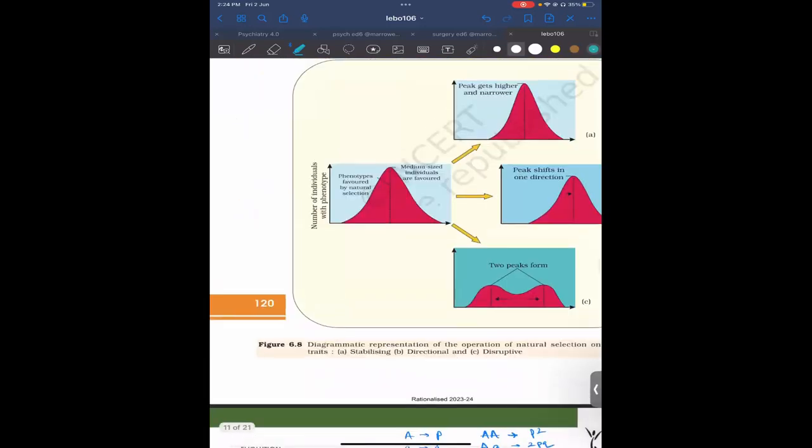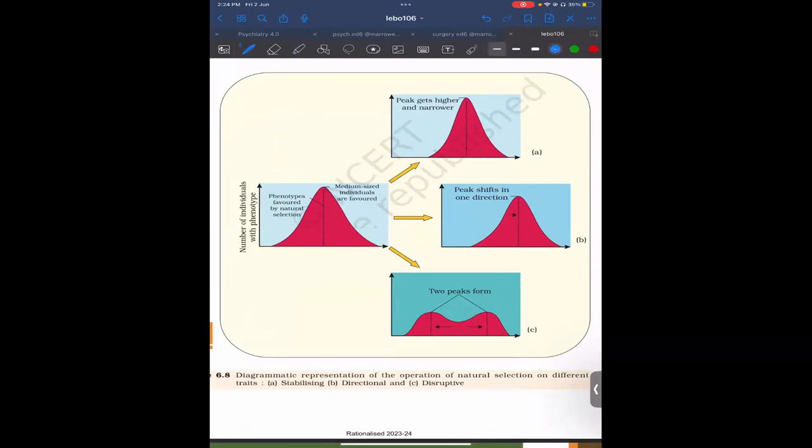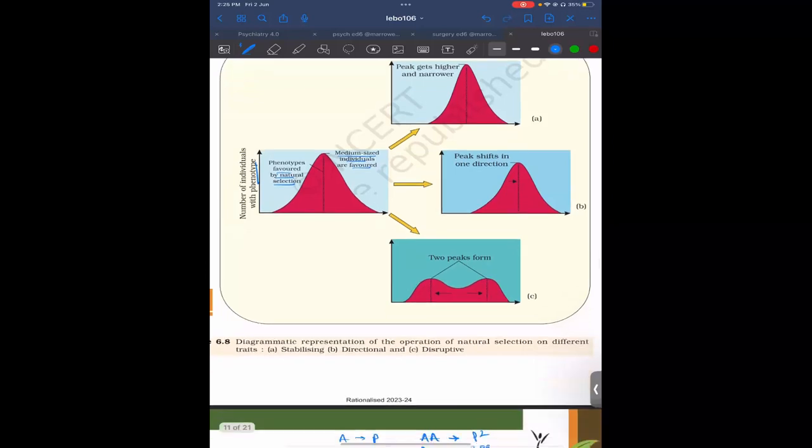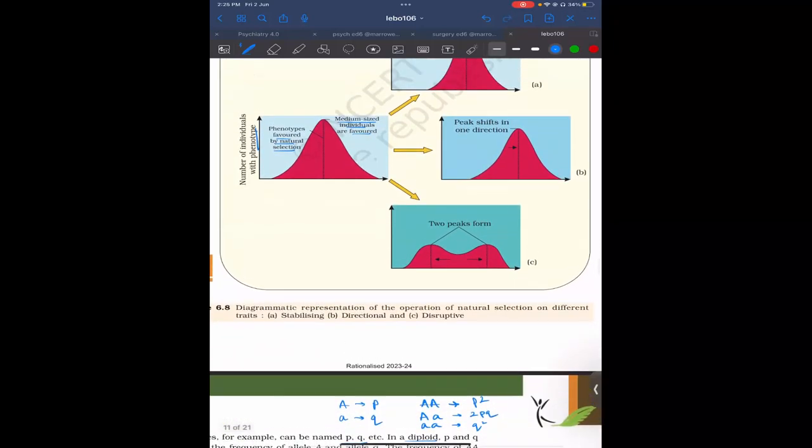the diagram. See, here individuals with the phenotype, and this is the distribution. The center one is the phenotype favored by natural selection, and जो phenotype favored by natural selection है उसमें medium sized individuals हैं, वो हमेशा favored होते हैं, and they have the maximum progeny or the number of organisms. अभी क्या हुआ कि कुछ disruption आई. जब disruption आती है तो जो peaks हैं वो दो में divide हो जाती है. मतलब जो medium sized individuals थे they will decrease, whereas the extremes will increase. So this is called disruption, that there is a breakage or separation.